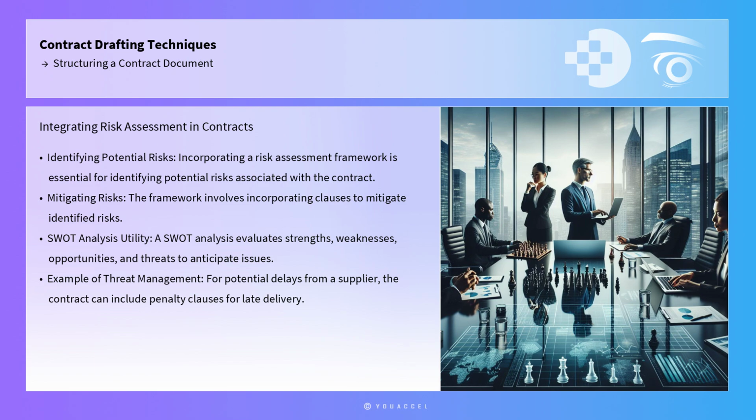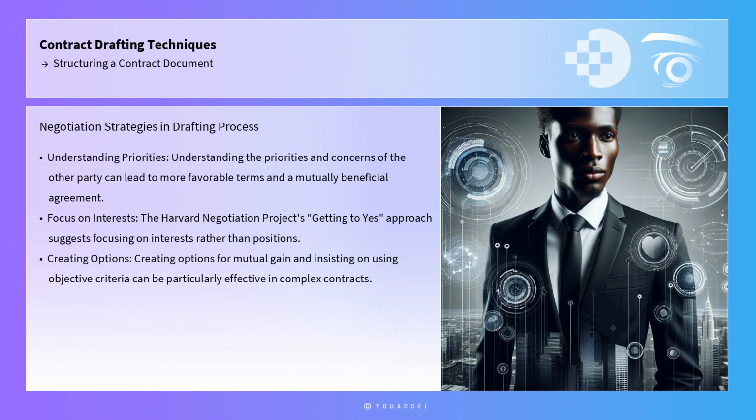For example, if a significant threat is a potential delay from a supplier, the contract can include penalty clauses for late delivery to protect the buyer's interests. The use of negotiation strategies during the drafting process is also crucial. Understanding the priorities and concerns of the other party can lead to more favorable terms and a mutually beneficial agreement.